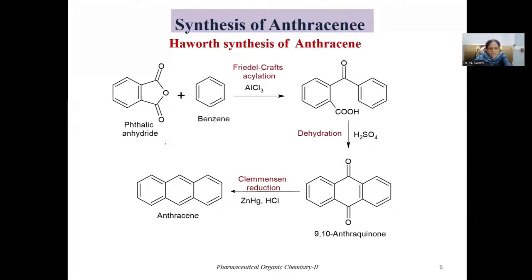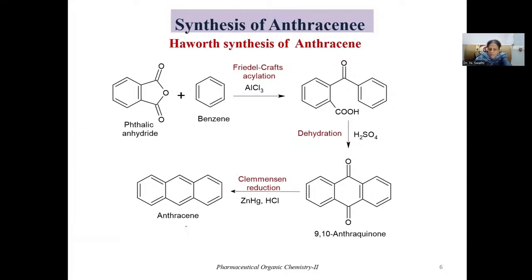Okay, so if you look at the difference, in the Haworth synthesis of naphthalene, in the first step, benzene is allowed to react with succinic anhydride in the presence of aluminum trichloride. But in the Haworth synthesis of anthracene, the first step is benzene reacts with phthalic anhydride. In case of naphthalene, benzene and succinic anhydride are used as the starting compounds, because naphthalene consists of two aromatic rings, so one of the aromatic rings is obtained from the benzene structure, while the other aromatic ring system is obtained by the cleavage of the succinic anhydride and then followed by cyclization.